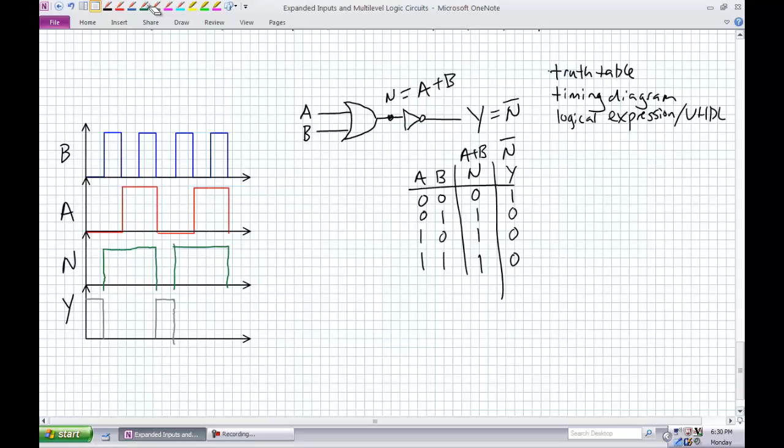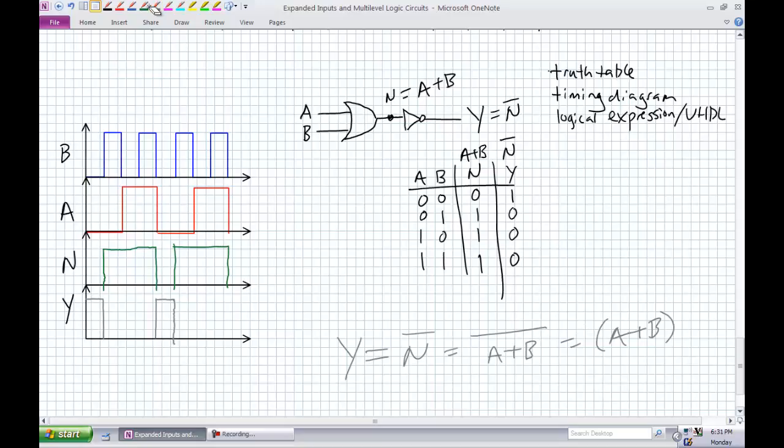What's the logical expression for this? Well, if Y is not N, and N is A or B, then Y is equal to not N, N being A or B. So it's not A or B. I'm negating the whole thing. Just using parentheses to emphasize that I'm doing the whole thing. I could also just say parentheses, A or B, then the bang, which means not, or a little hash, which means not. Sometimes you'll see the tilde. I don't like that one because it's Verilog.